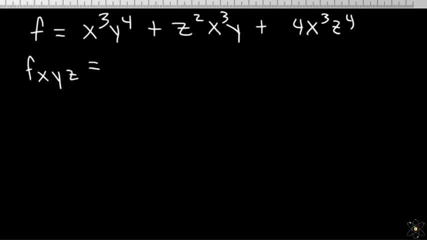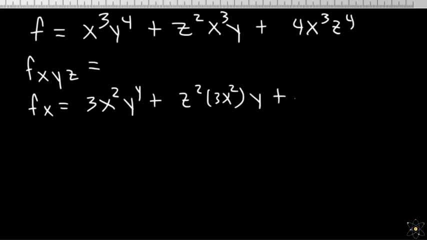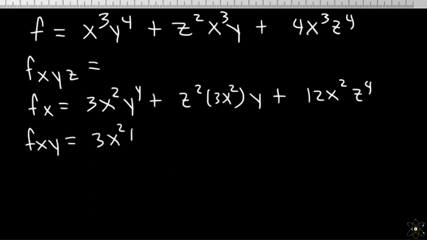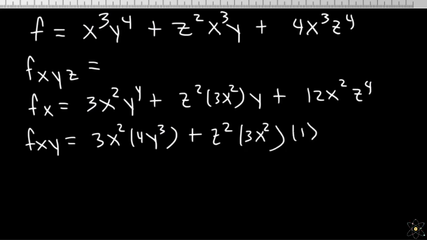So first we've got to find fx. We've got to differentiate the function with respect to x. So x cubed will become 3x squared, and then we have another x cubed, which is 3x squared again, times y, and the derivative of 4x cubed is 12x squared, z to the fourth. So now we're going to differentiate the function with respect to y. So y to the fourth will become 4y cubed, and the derivative of y is 1. Now 12x squared z to the fourth doesn't have a y variable, so that becomes 0.